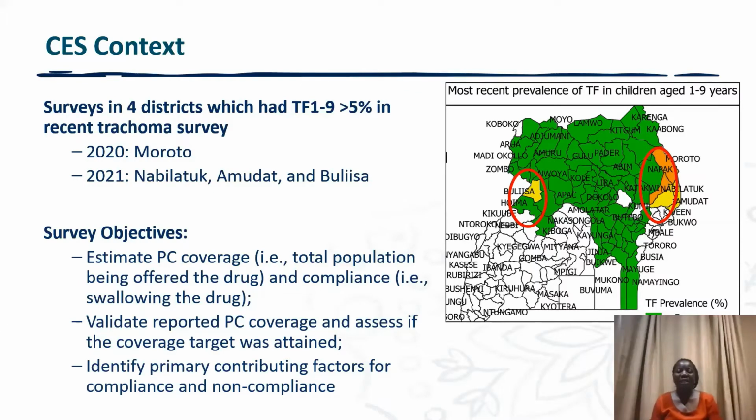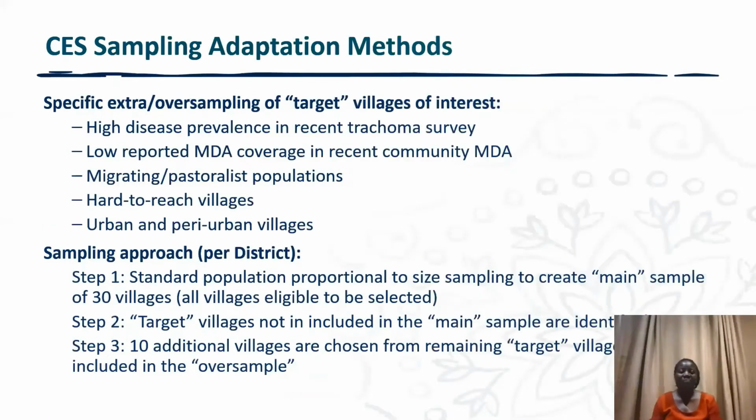We chose these particular districts mainly because of either recrudescent or persistent TF prevalence. We had earlier had MDA adaptations that included tracking, registering, and treating mobile populations. We therefore wanted to assess coverage using an oversample. Our key objectives were 1, to estimate preventive chemotherapy coverage and compliance, 2, to validate reported PC coverage, and 3, to identify contributing factors for compliance and non-compliance.